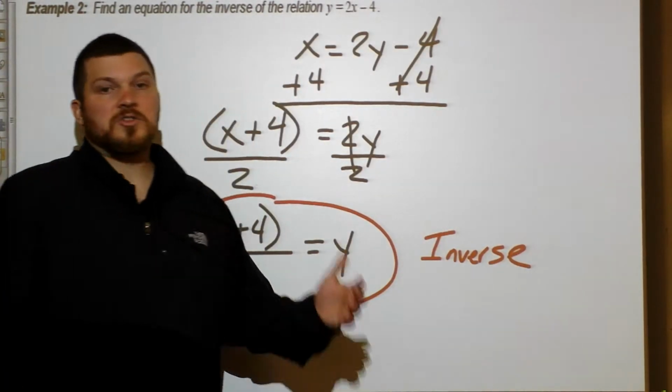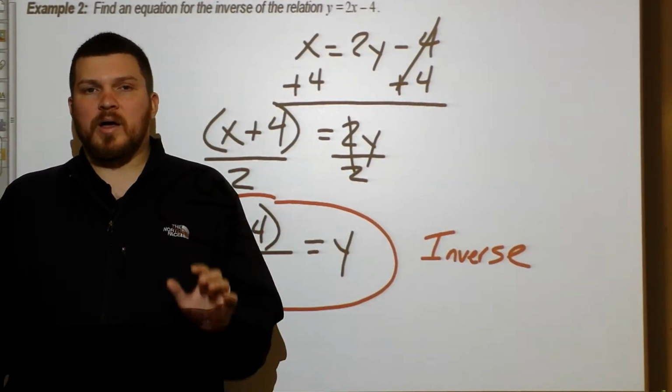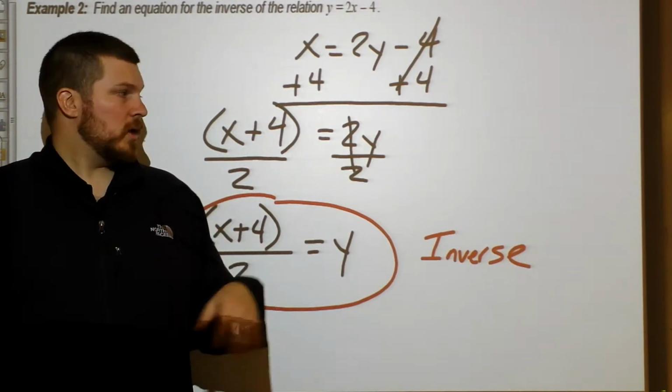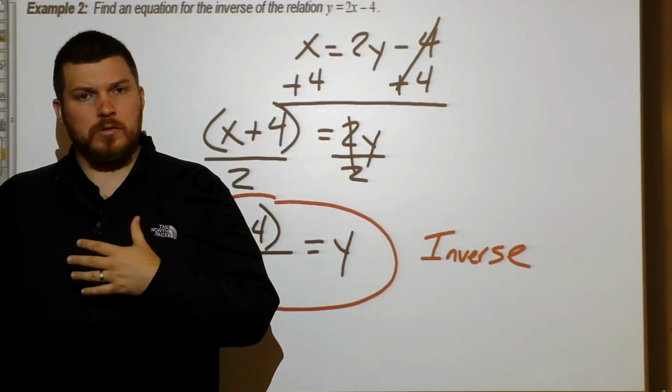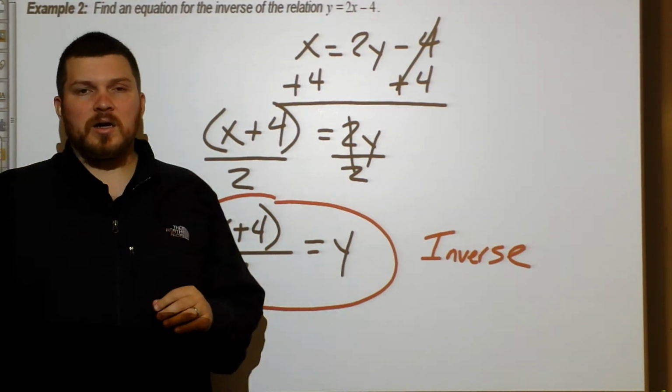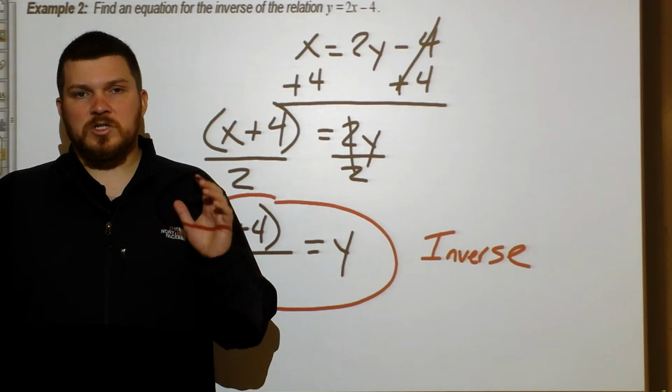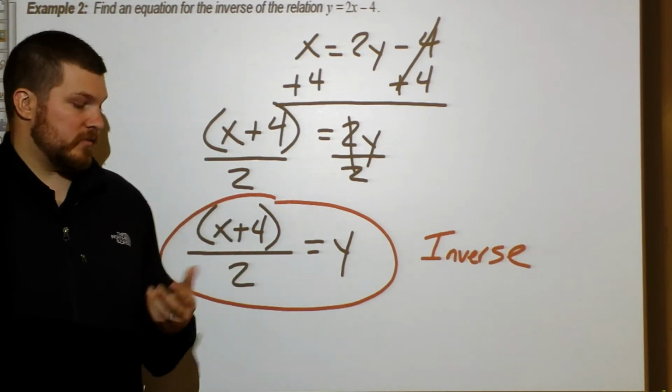And that's really all it is. Switch x and y, get y by itself, in that order. This was a pretty basic example, but even when we get a little bit farther in the course, we can find the inverse of more challenging equations by doing the same thing. Switch x and y, and then get y by itself. That's it.